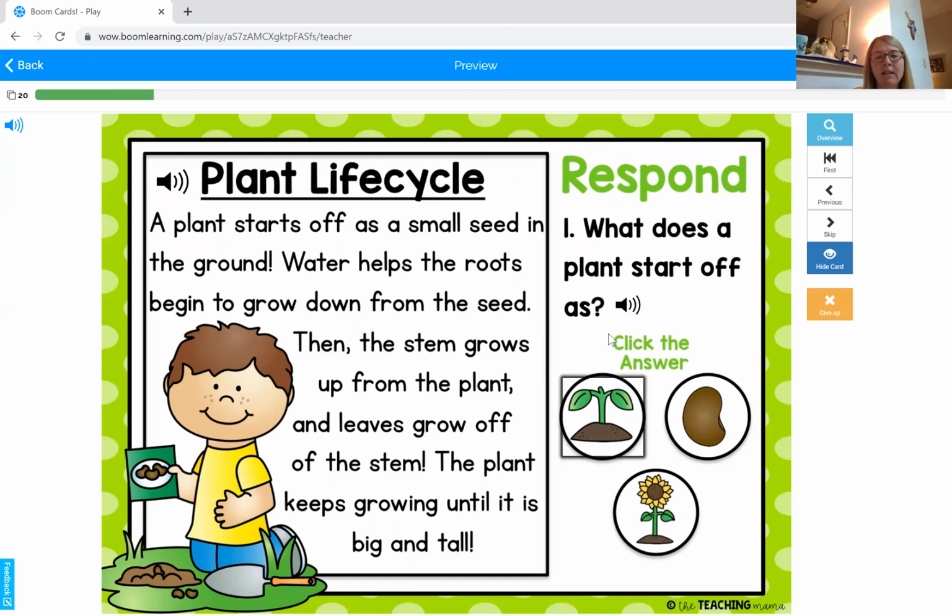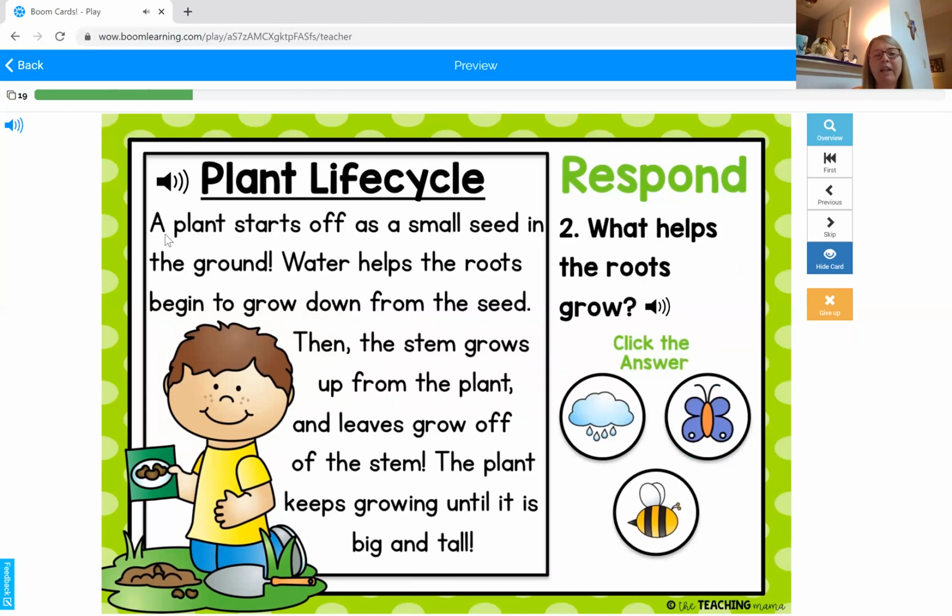All right, so let's see the first question. It says, what does a plant start off as? Does a plant start off as leaves, a seed, or the whole flower? That's right, it starts off as a seed.